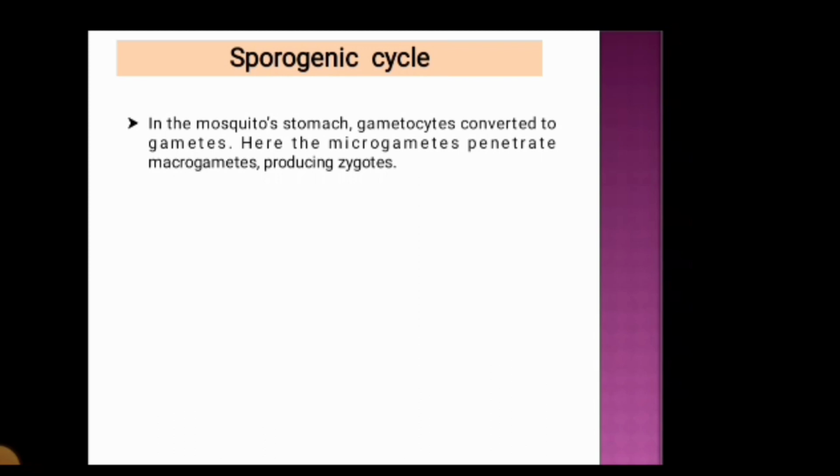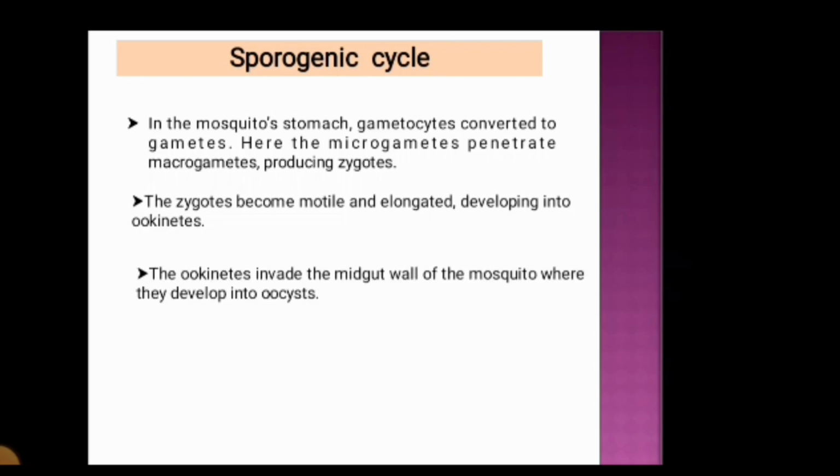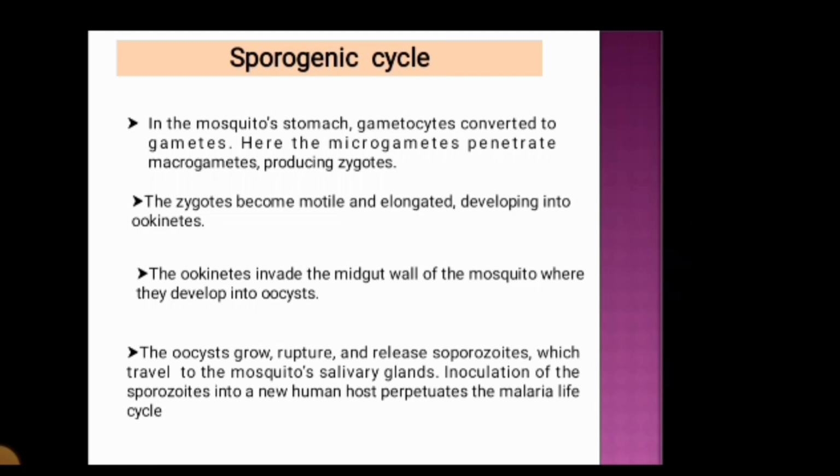In the mosquito's stomach, the gametocytes convert to gametes. Here the microgamete penetrates the macrogamete, producing the zygote. The zygote becomes motile and elongated, developing into ookinetes. The ookinetes invade the midgut wall of the mosquito, where they develop into oocysts. The oocysts grow, rupture and release the sporozoites, which then travel to the mosquito's salivary gland. Inoculation of the sporozoites in the human host perpetuates the malaria life cycle.